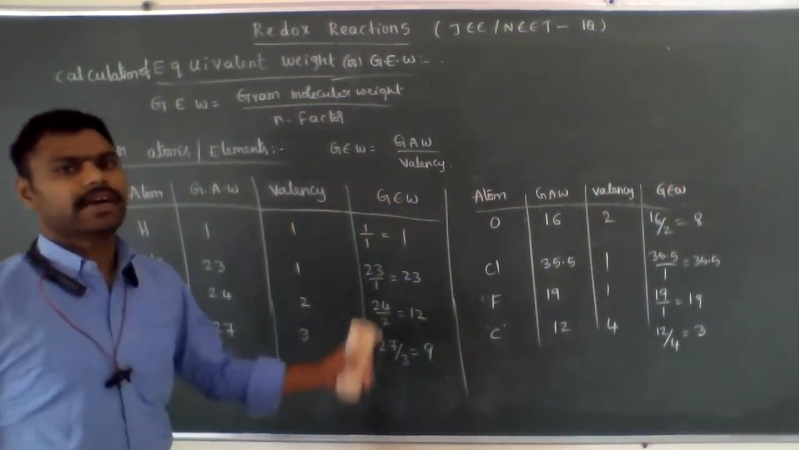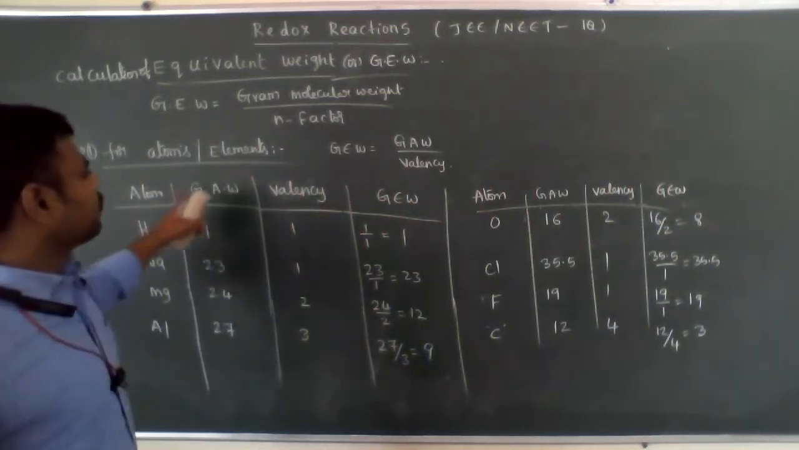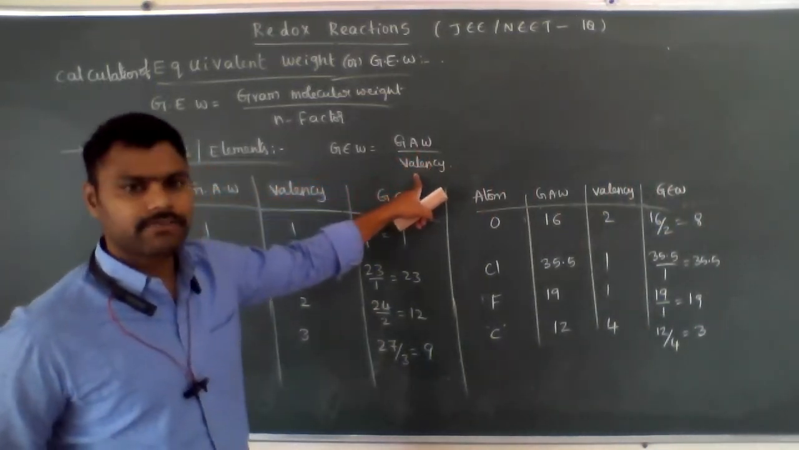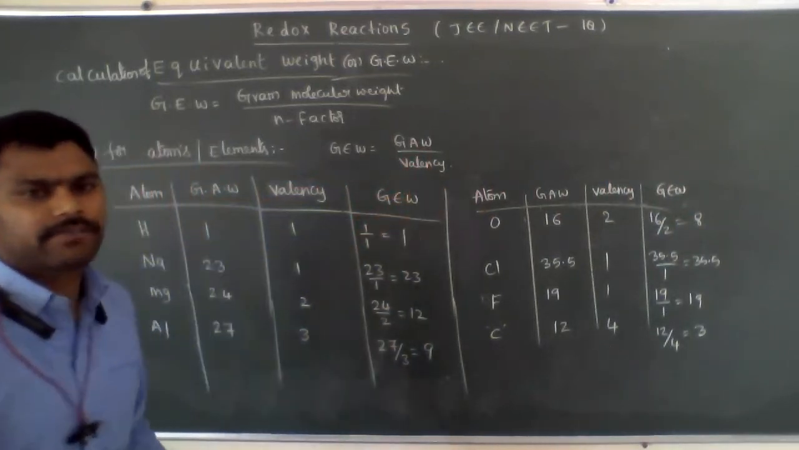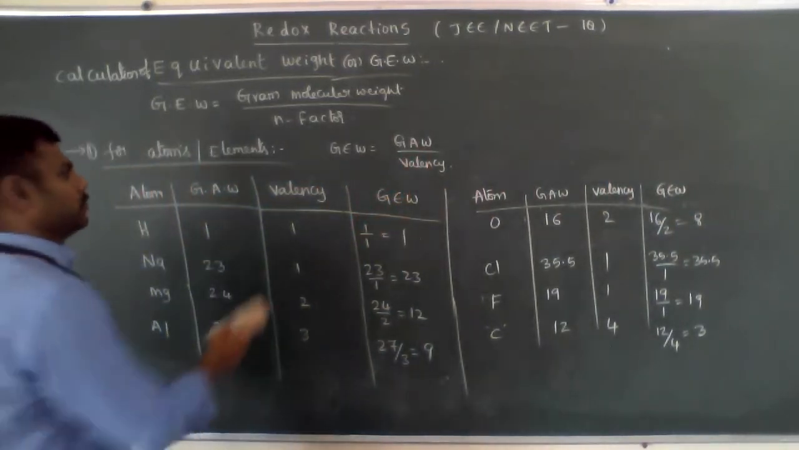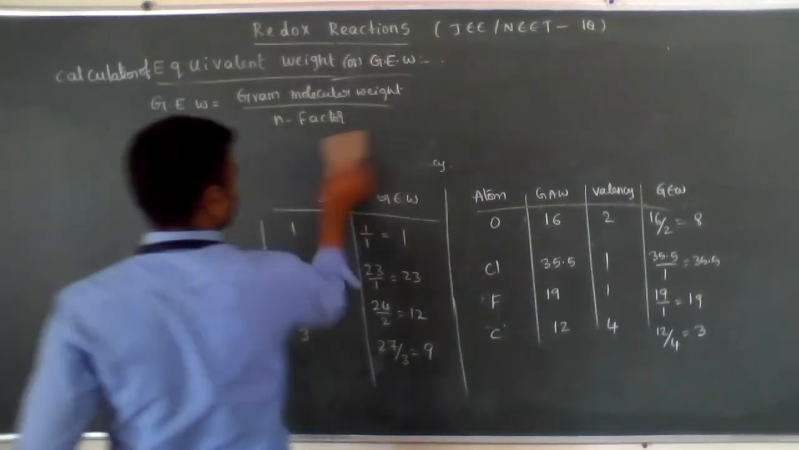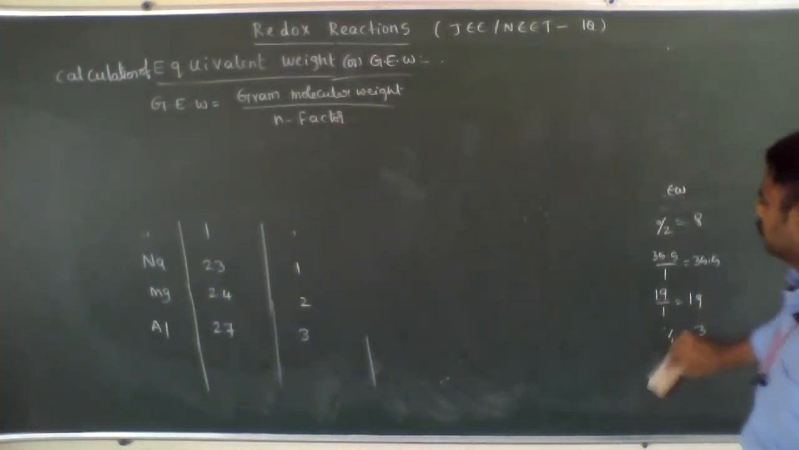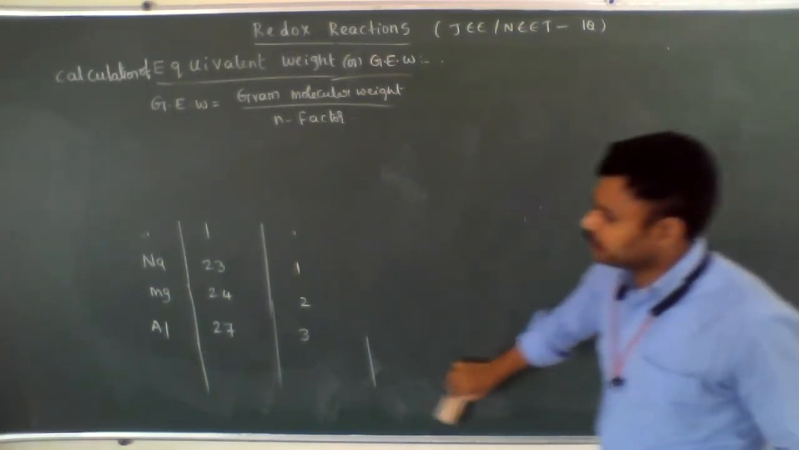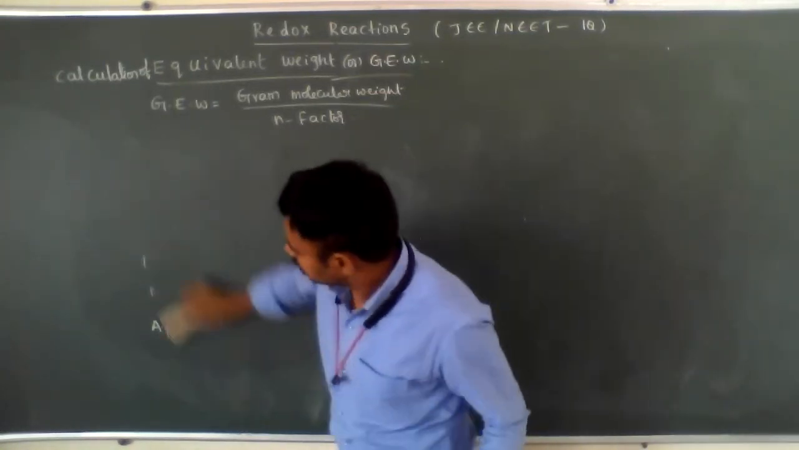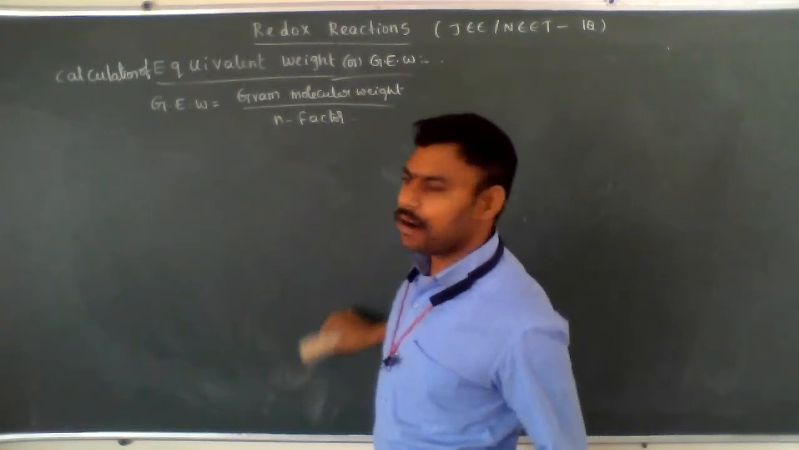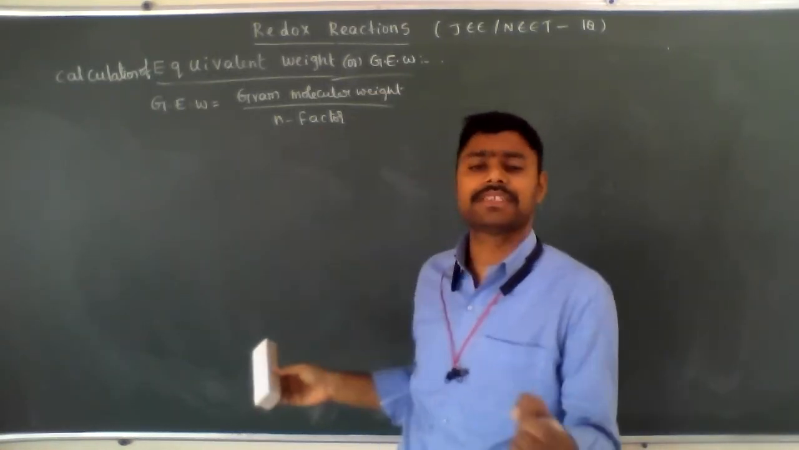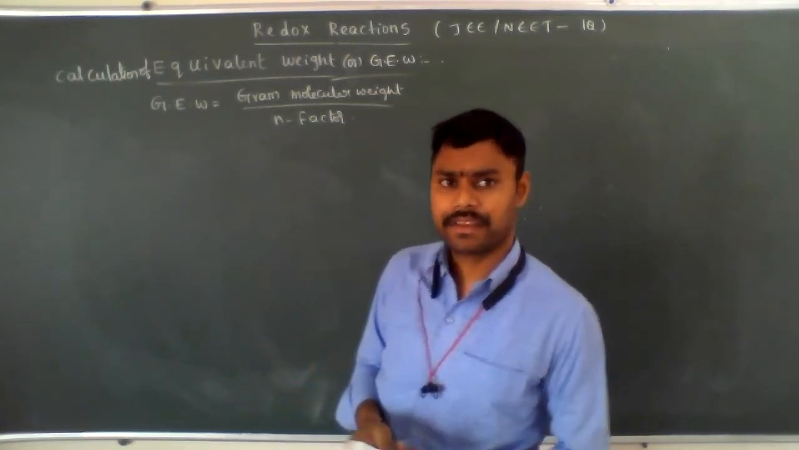So like that, we are calculating equivalent weight for atoms. Equivalent weight for atoms is equal to gram atomic weight by valency. This is the first one. So valence is also called N factor. N factor for atoms is equal to its valency.